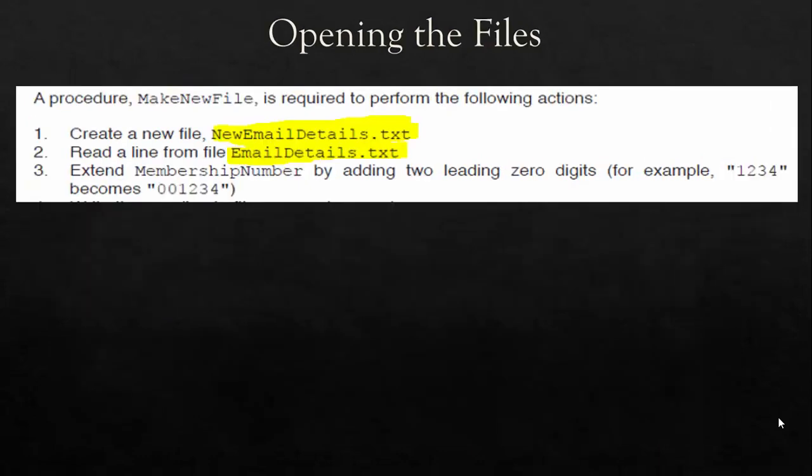All right, so once we've declared the variables, next we need to open the files. So we have 2 files, new email details.txt and the original file email details.txt. So when we're creating a new file, we don't need to append it. There's nothing there. There's no reason to append it. So we're going to open it so we can write to it. Reading a line, we're going to open it so we can read from it.